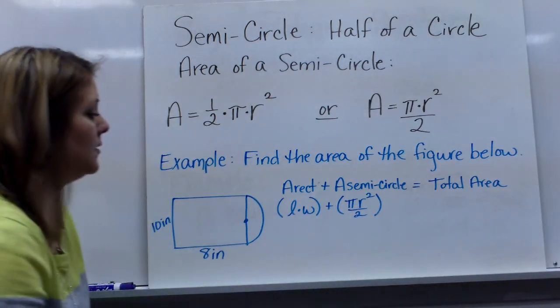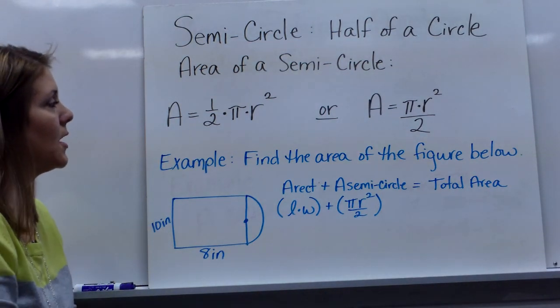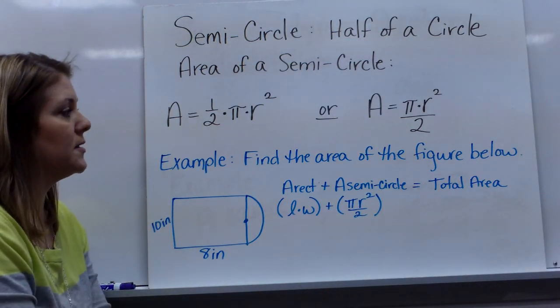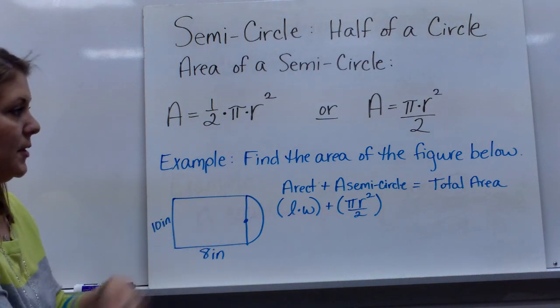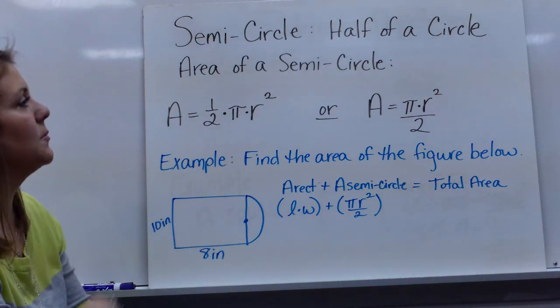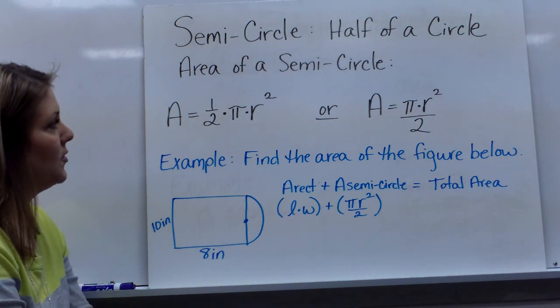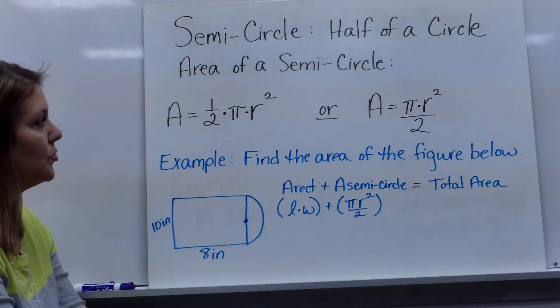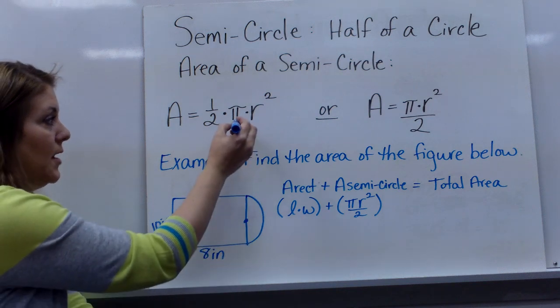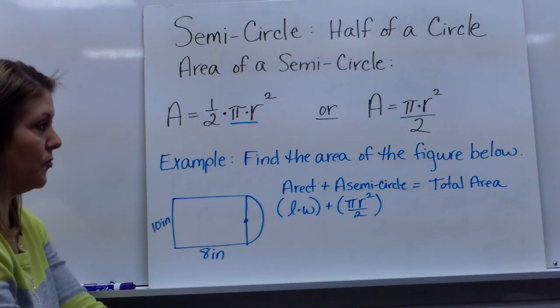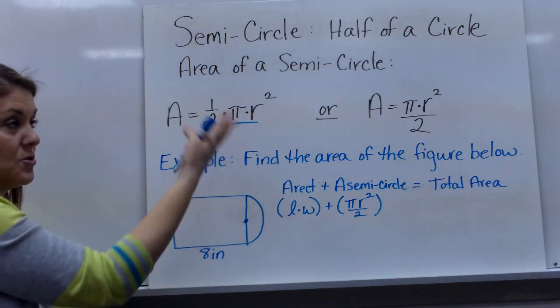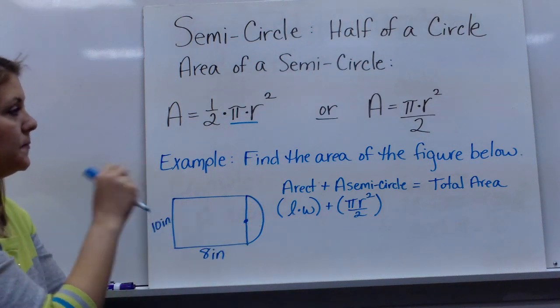Okay, we're going to look at semicircles real quick, because you will see these when finding area of complex figures. So a semicircle, just know that that's half of a circle. To find the area of a semicircle, you're going to multiply the area of a circle formula by half, since it's only half of that circle.